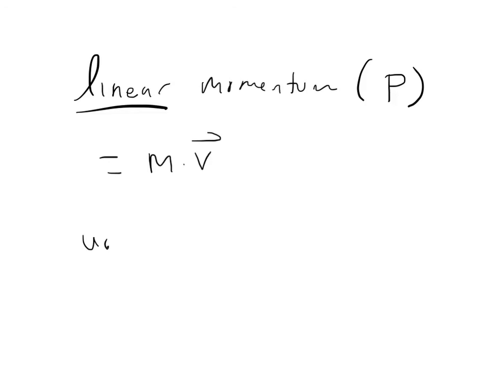And the units would be kilograms times meters per second. So let's investigate linear momentum a little bit. First of all, what should be kind of clear to us is that momentum, as we said, is mv. Well, if we took the derivative of both sides, we'd get dp/dt, which is ma.